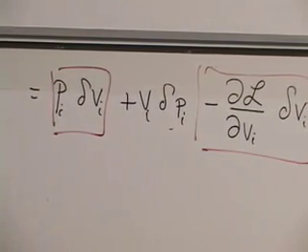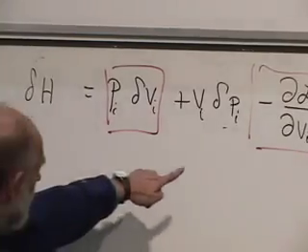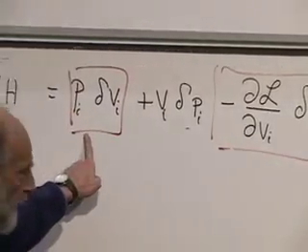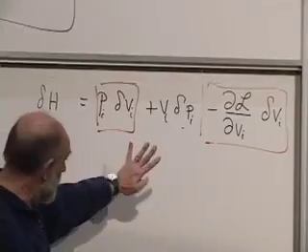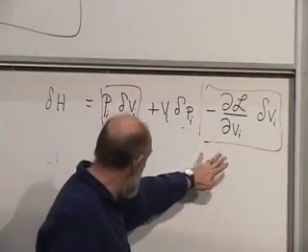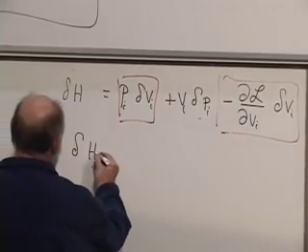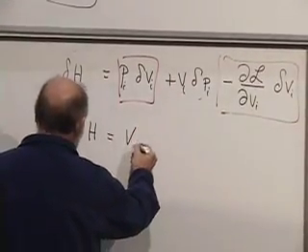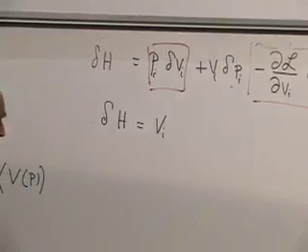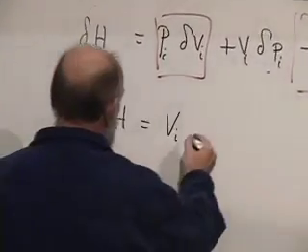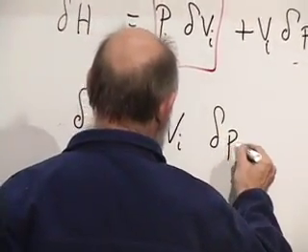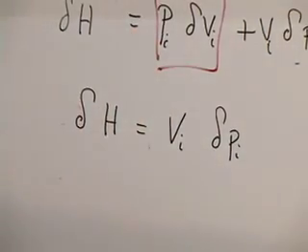Again, exactly the same pattern. The dL by dv sub I is the same as p sub I. So they cancel. The things inside cancel. And all I'm left with is that the change in h is equal to the ith v variable times the change in the ith p variable.